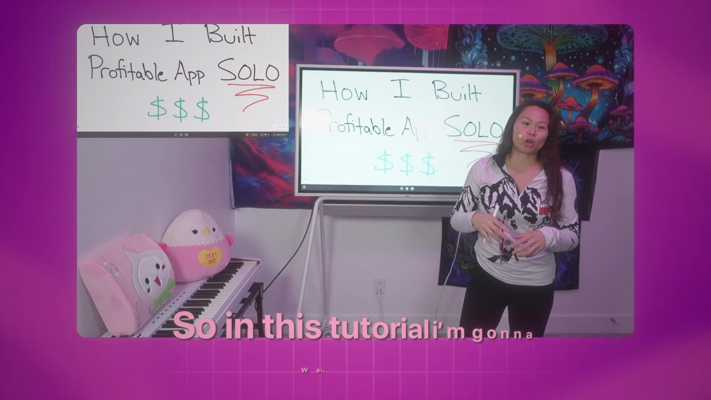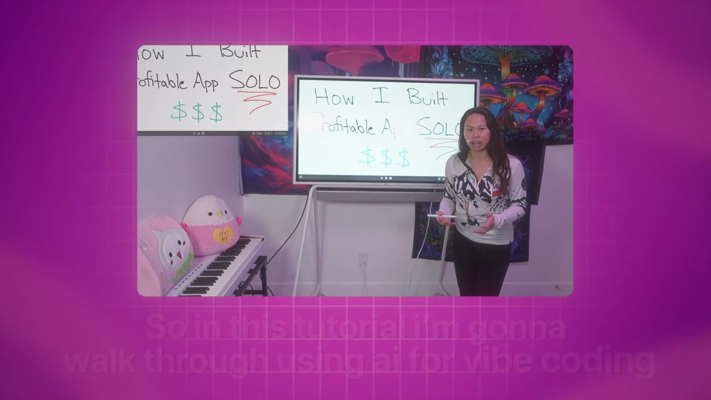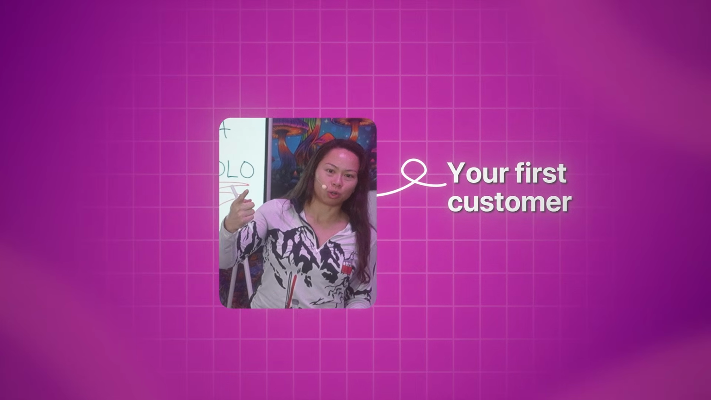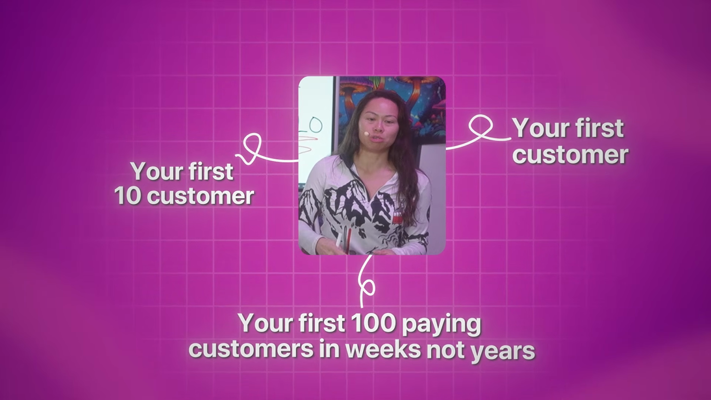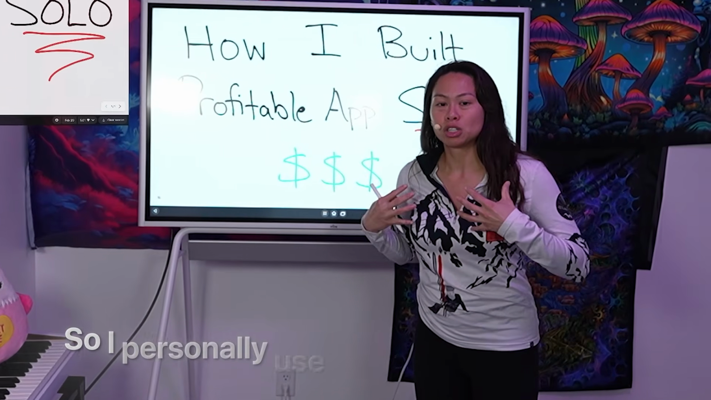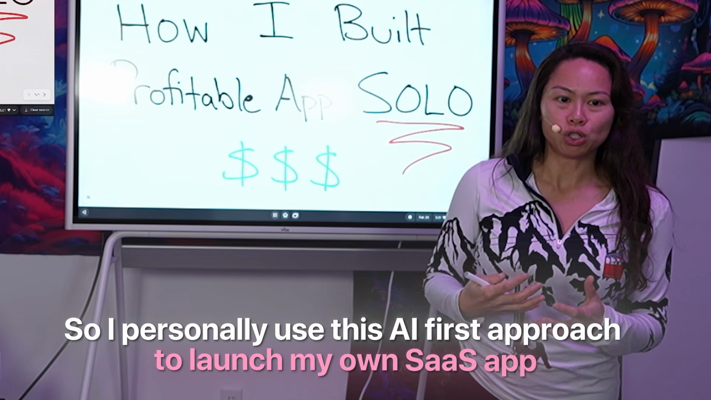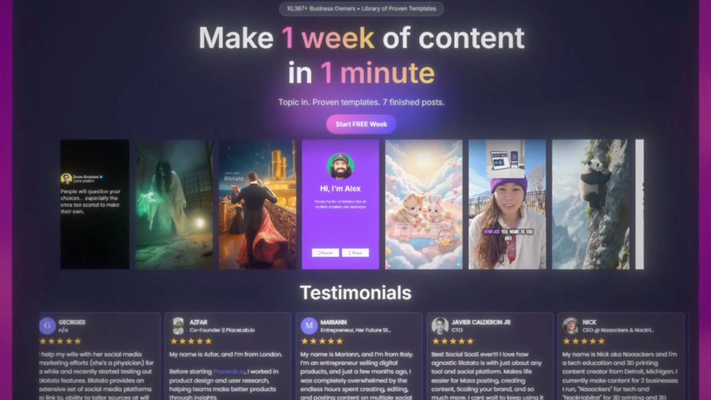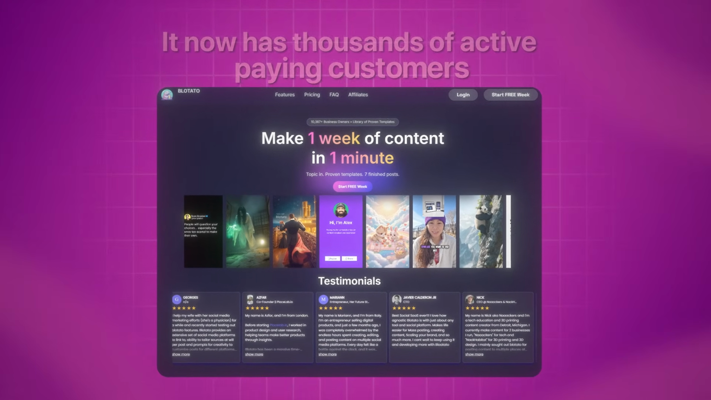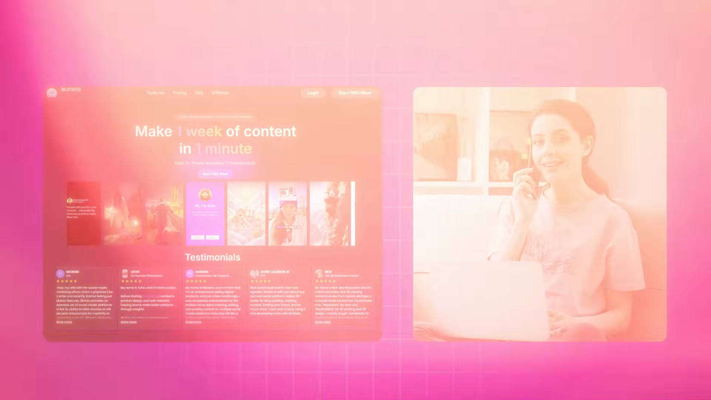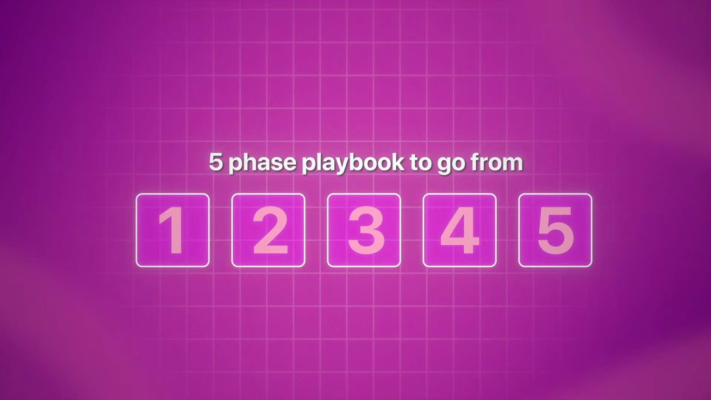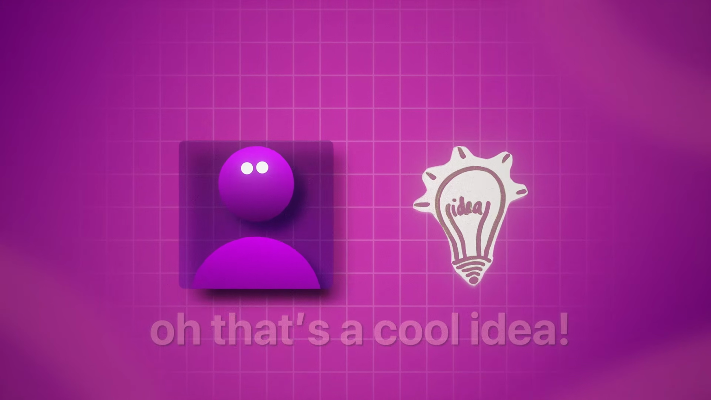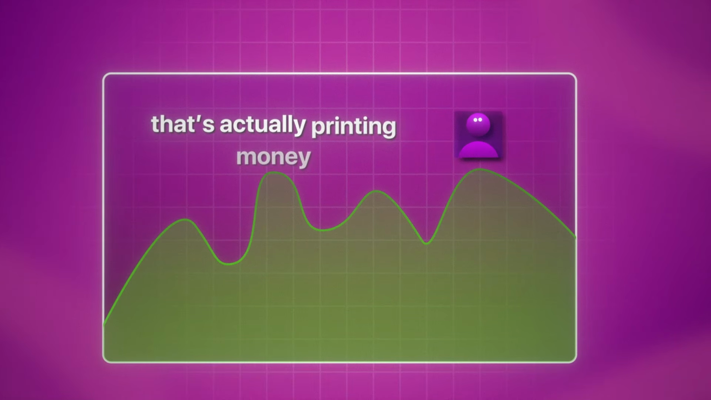So in this tutorial, I'm going to walk through using AI for vibe coding. But how do you actually land your first customer, your first 10 customers, your first 100 paying customers in weeks, not years? So I personally use this AI-first approach to launch my own SaaS app. It's called Lotato. It now has thousands of active paying customers, and I am still a one-person team. But anyway, in this tutorial, I'm going to give you the full 5-phase playbook to go from, oh, that's a cool idea, to here's a profitable business that's actually printing money.